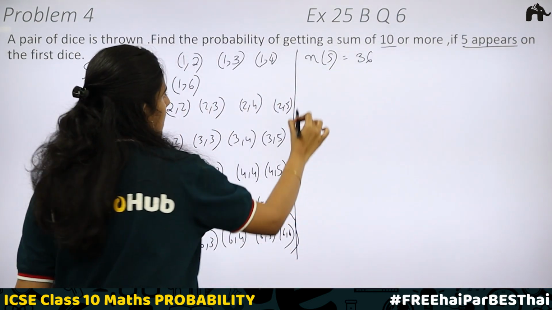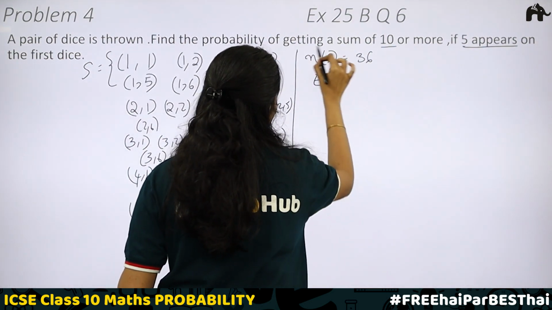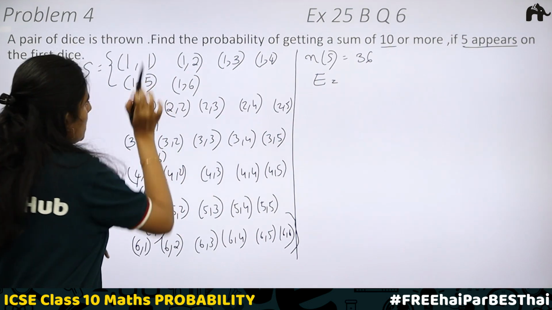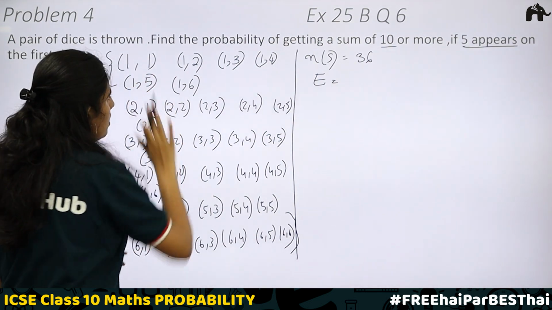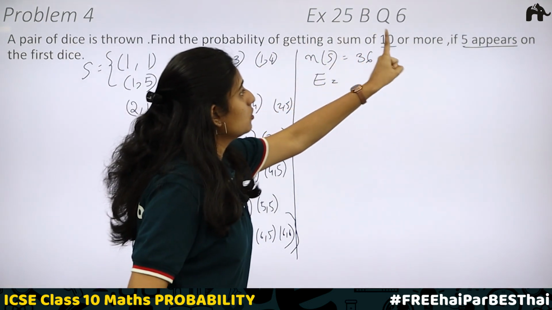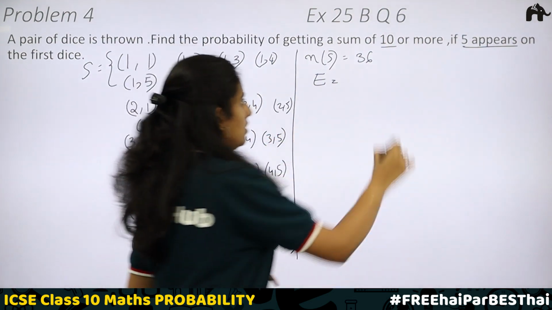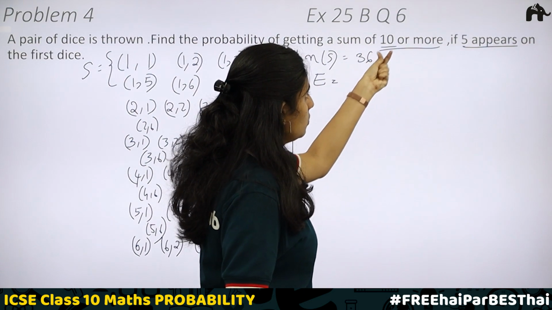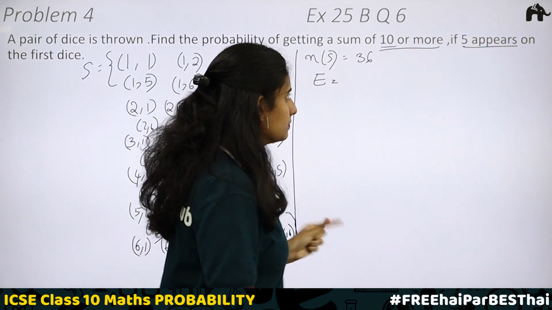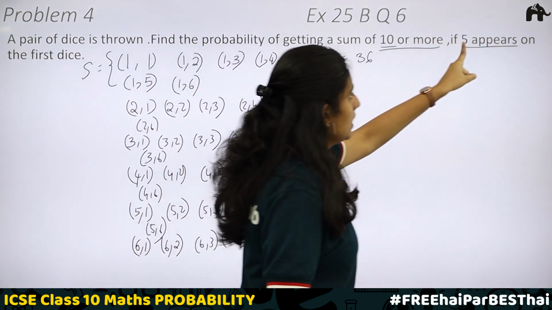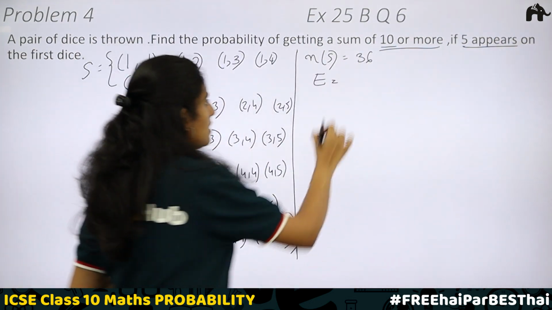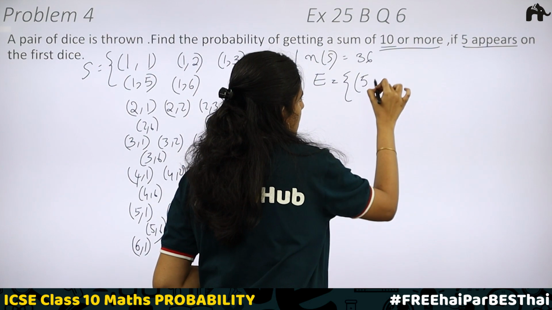Now come to our event. Here what is the event? Getting a sum of 10. Now take the sum. Here 1 plus 1, it is 2. It is not 10. The sum should be 10 or more than that, greater than 10. The sum should be either equal to 10 or more. And one more thing, 5 appears on the first die. The condition is 5 should appear on the first die.